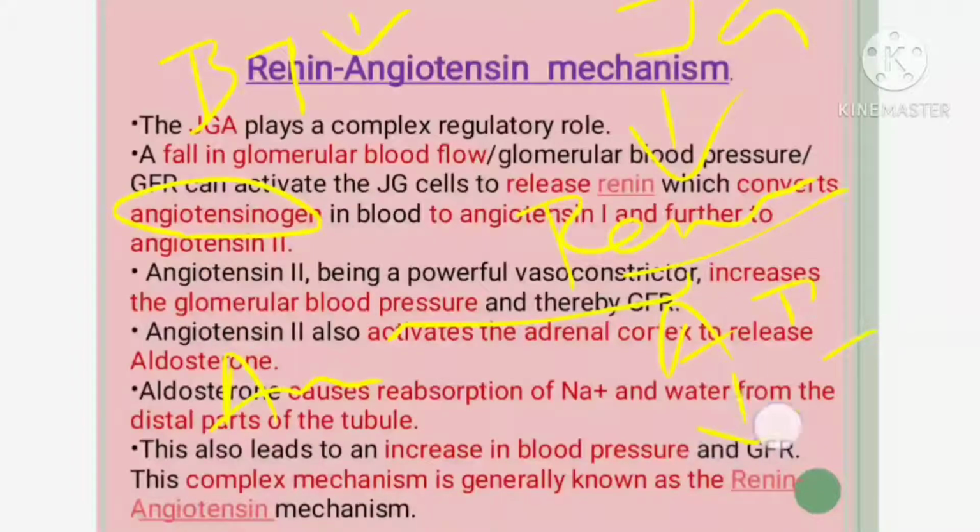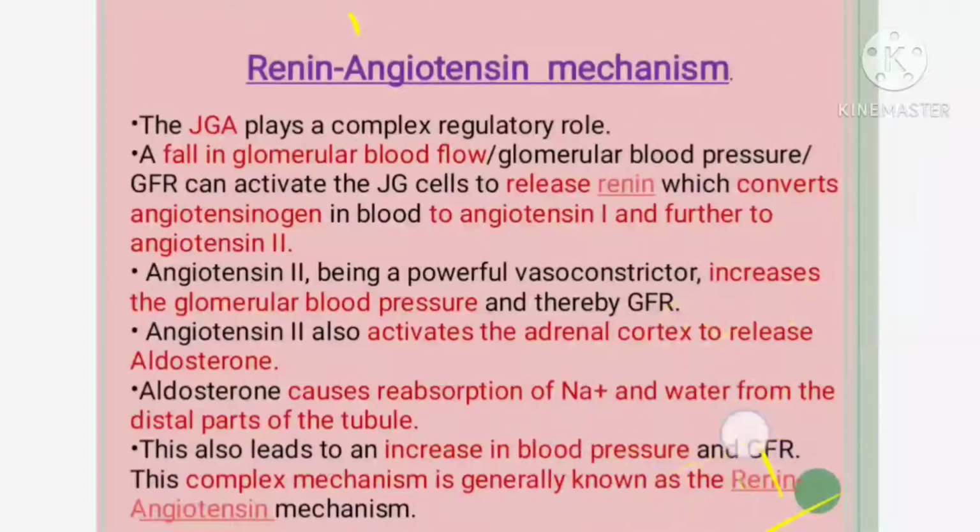This angiotensin 1 will get converted into what? Angiotensin 2. Okay. And this angiotensin 2 is a powerful vasoconstrictor. Vasoconstrictor means they constrict the blood vessels. So when they find that the blood pressure is less, in order to increase it, they will constrict the blood vessels. Okay, so it's dilated, this is constricted. So they are constricting the blood vessels. So automatically the blood pressure will increase and the GFR will also increase.